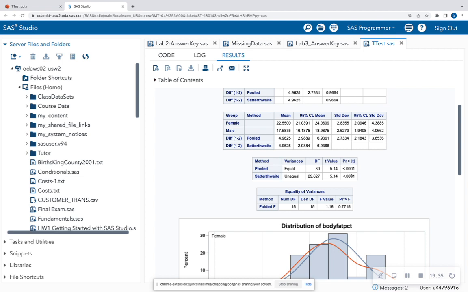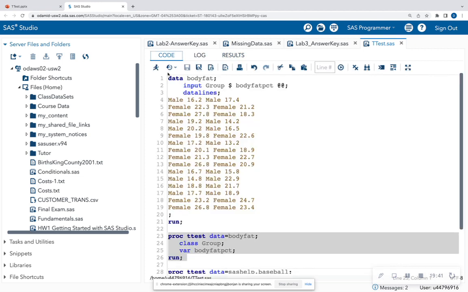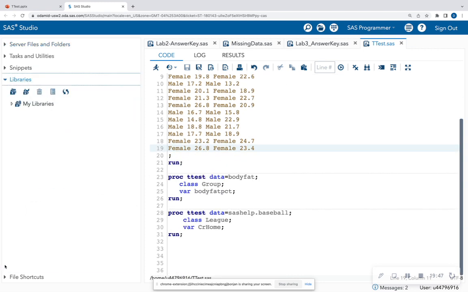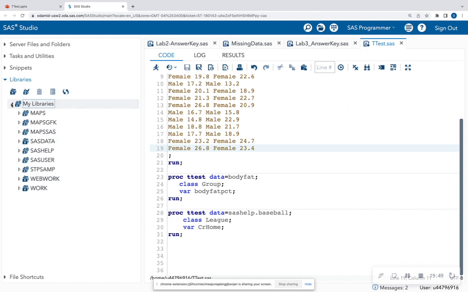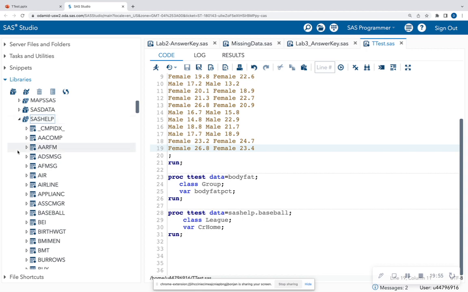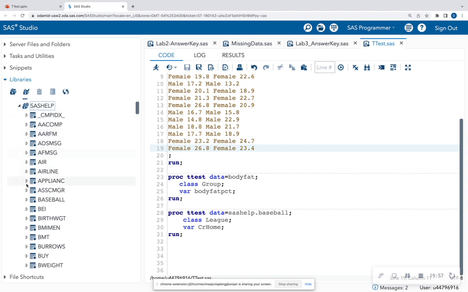and that both of these two groups' mean body fat percentages are in fact different than one another. Okay, if you don't want to type in data lines, that's perfectly fine. SAS has a lot of SAS help libraries that you can utilize if you expand libraries and expand SAS help. Okay. And so we are going to use the baseball set.